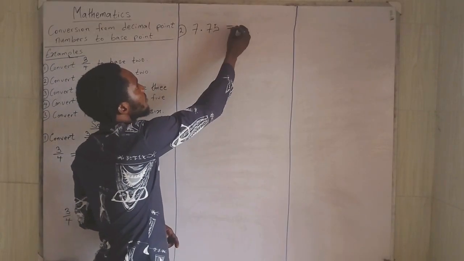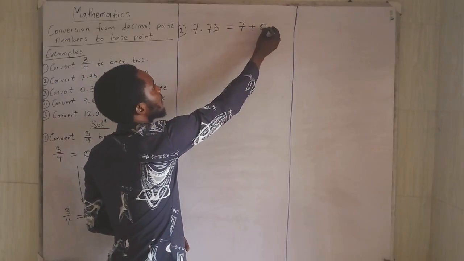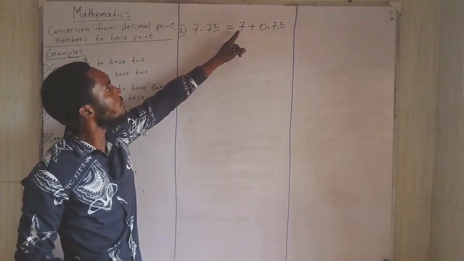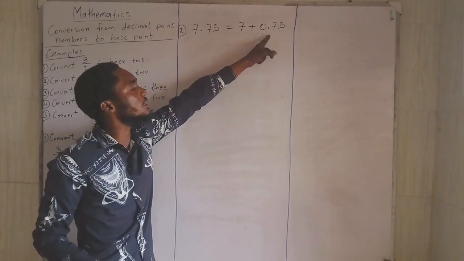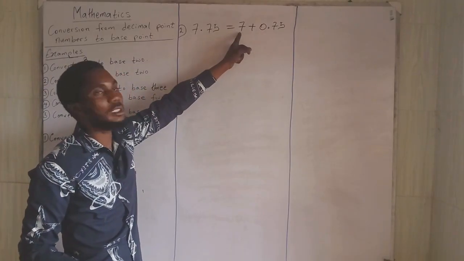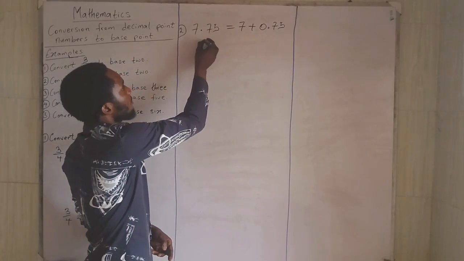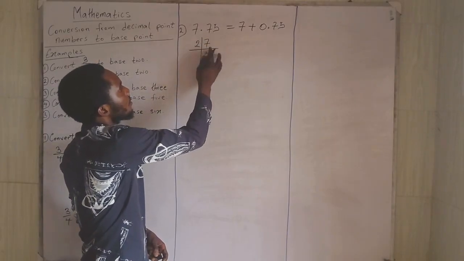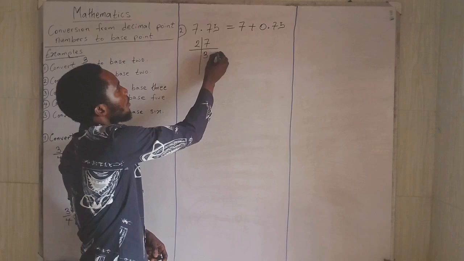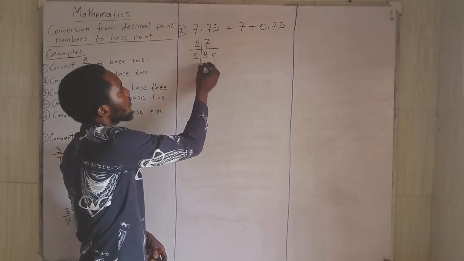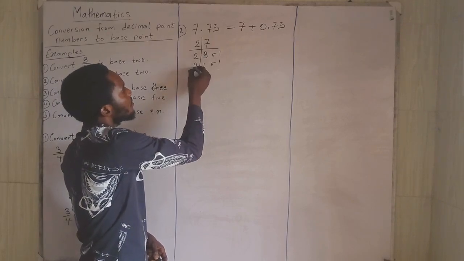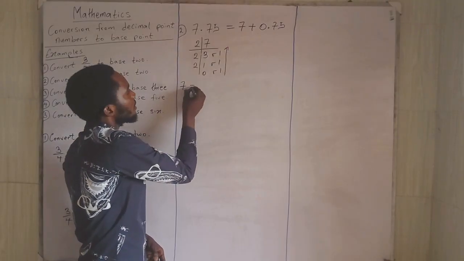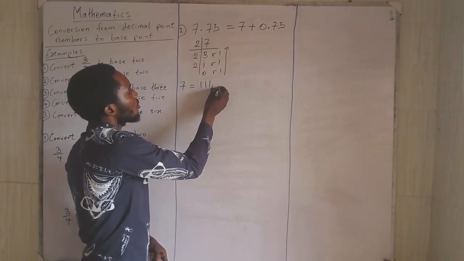This is equal to 7 plus 0.75, because we have to convert this to base 2 and also convert this to base 2. Let's convert 7 to base 2. 3 remainder 1, 1 remainder 1, 0 remainder 1, upward. So that means 7 is equal to 111 base 2.